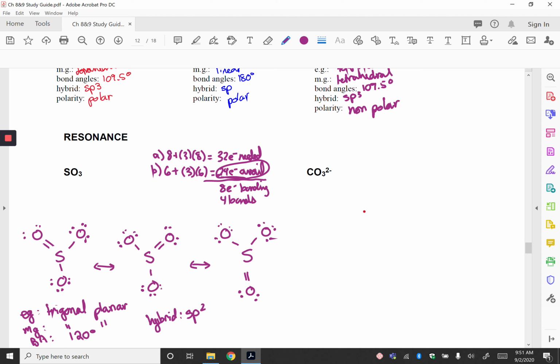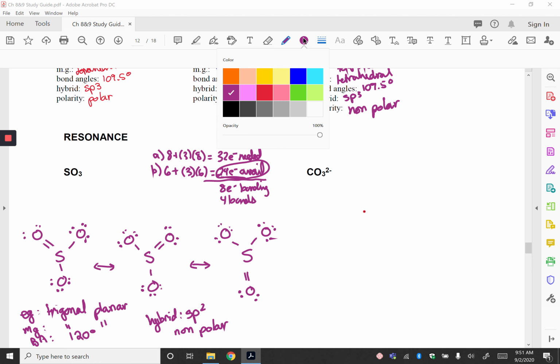And then for polarity, all of these are equivalent. In reality, remember with resonance structures, it's not that these are 2 single bonds and this is a double bond. In reality, there's a bond and a half to each of those. And so they are going to pull with the same amount of force, or attraction, I should say. And so this is non-polar.